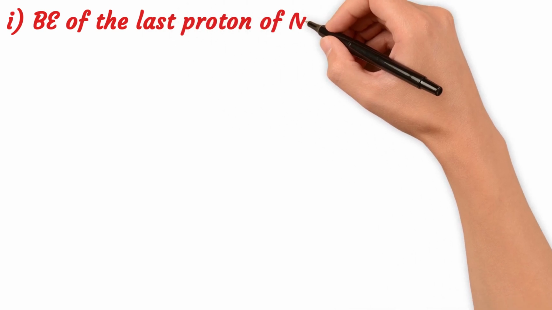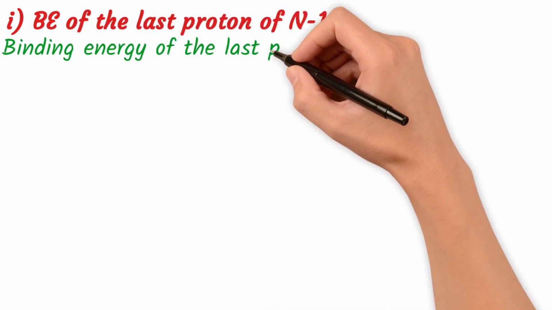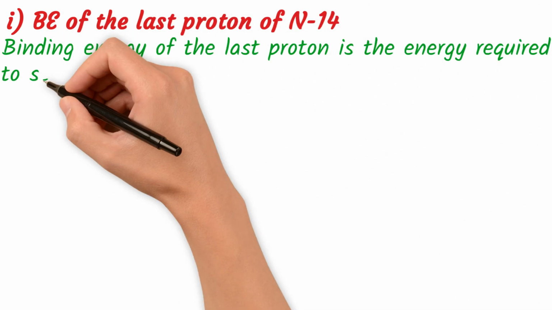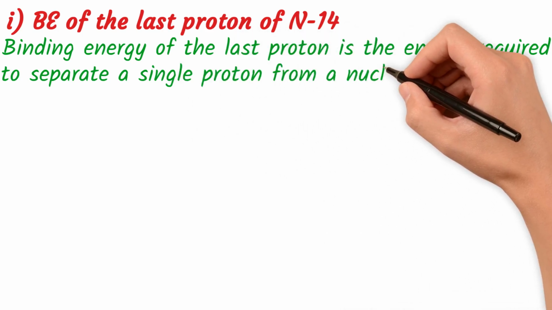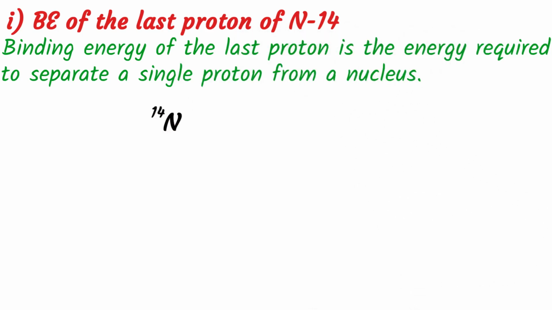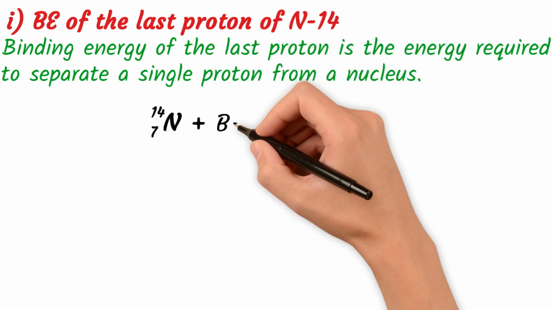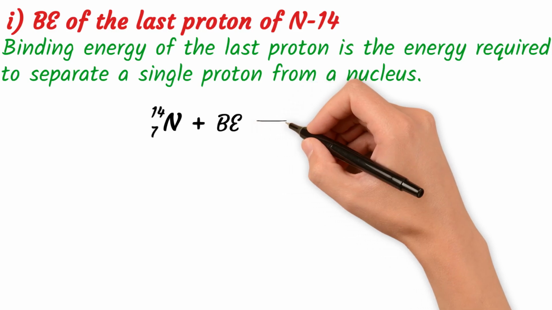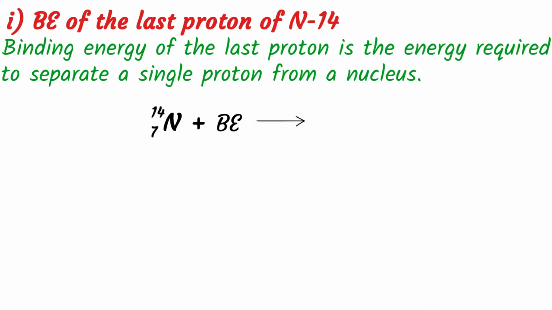Binding energy of the last proton: it is the energy that is needed to remove a single proton from a nucleus. And if we do that for nitrogen-14, we end up with carbon-13. You can check the equation to see that the mass and atomic numbers on both sides are the same. Now, the binding energy there represents the mass defect.